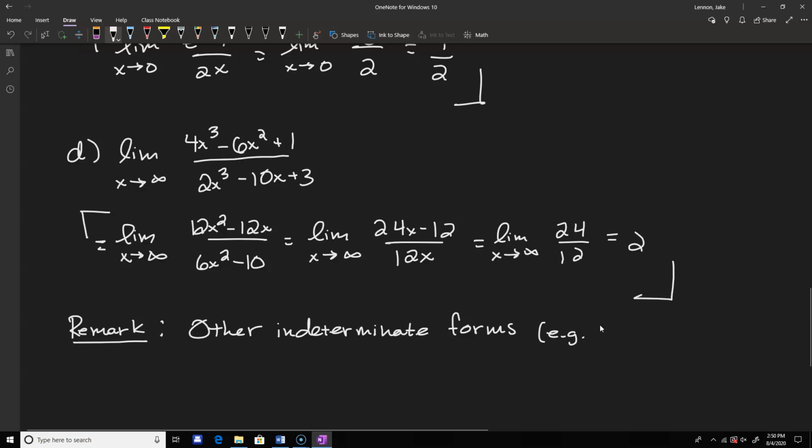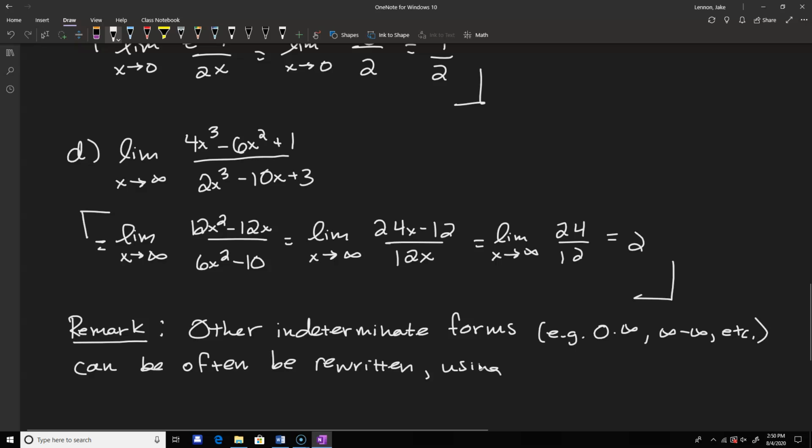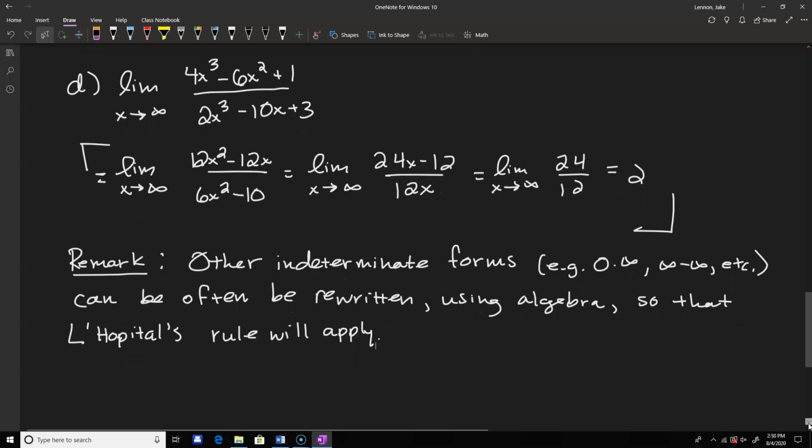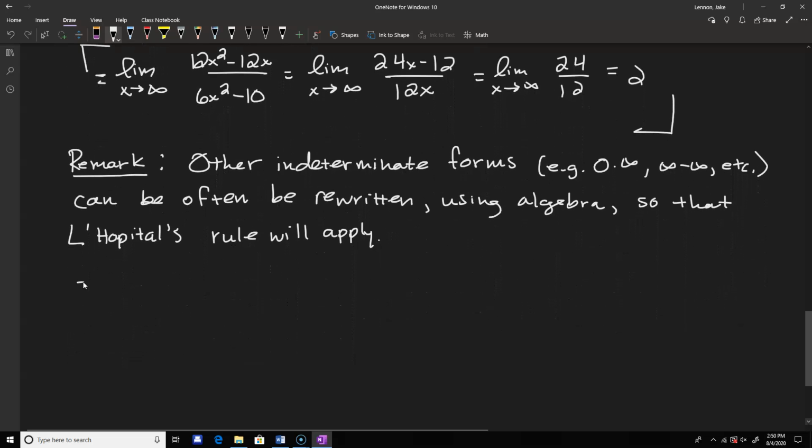For example, 0 times infinity, infinity minus infinity, etc., can often be rewritten using algebra so that L'Hopital's rule will apply. As I've said in the past, the hardest part of calculus is often getting the algebra right, and the same holds true here. So let's go ahead and look at such an example, or maybe a couple.